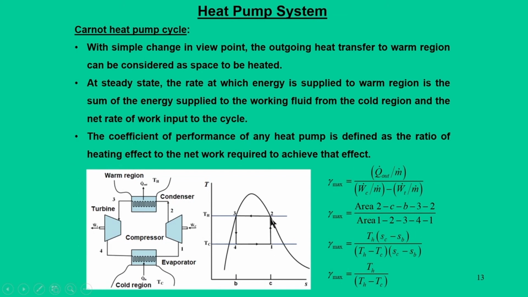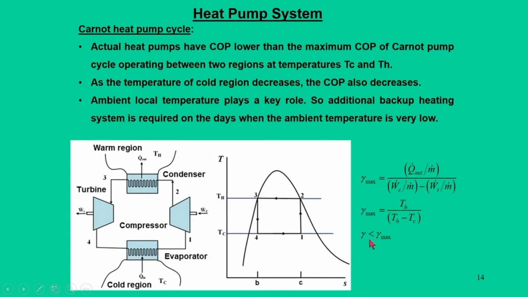Now, by locating the states 1, 2, 3, 4, one can calculate the area under the diagrams, and from this area we can calculate the maximum COP, or Carnot COP, for a heat pump as TH divided by TH minus TC. And we cannot operate a Carnot heat pump, because actual heat pumps have COP lower than the maximum COP. So, we have to switch over to a realistic version.